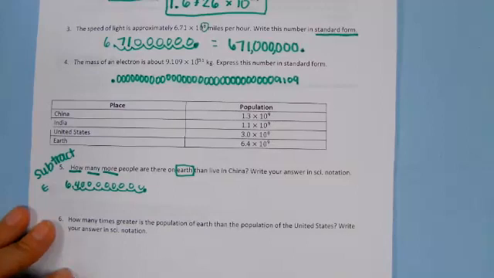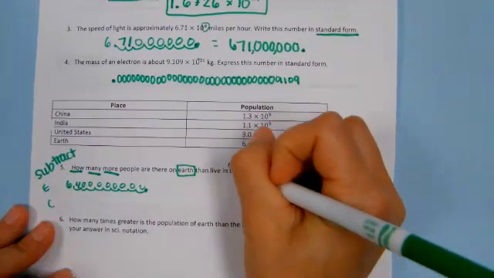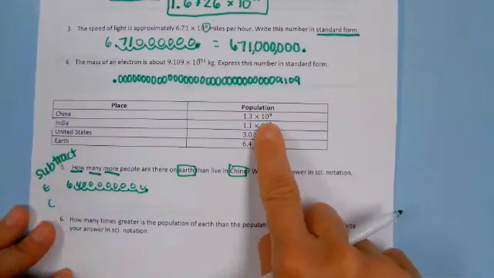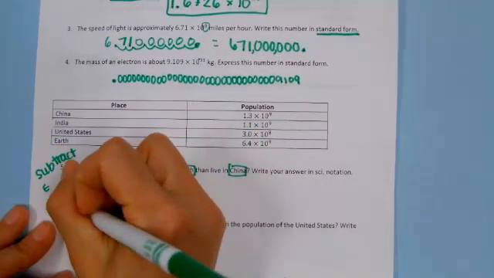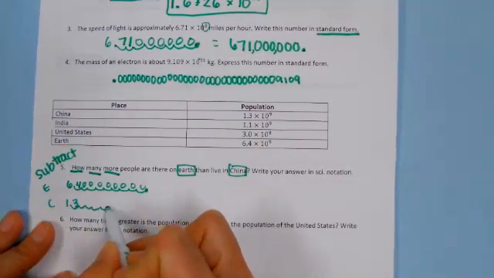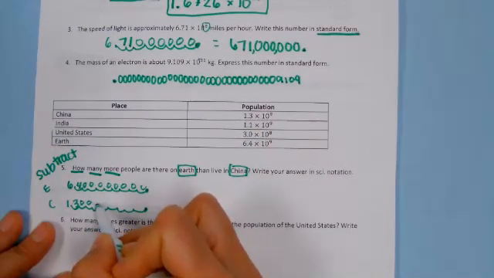I also need what else? China. So I'm going to do a C for China. Okay, so China is 1.3 times 10 to the 9. Here we go. 1.3. Let's move it. 1, 2, 3, 4, 5, 6, 7, 8, 9. Fill it in.